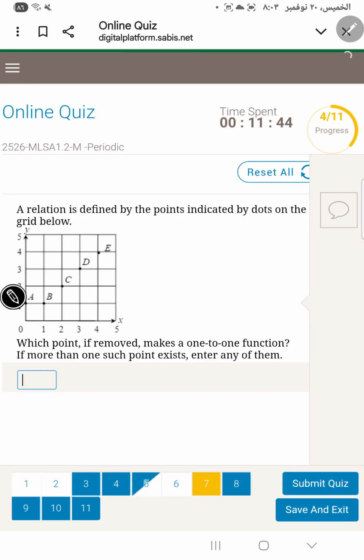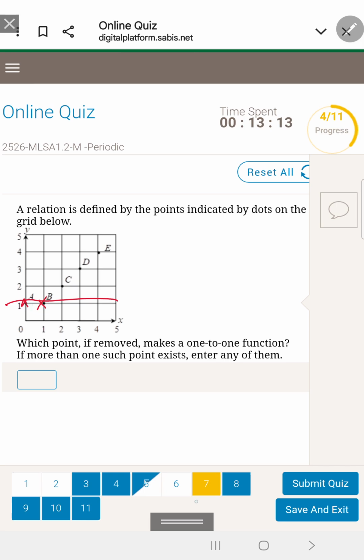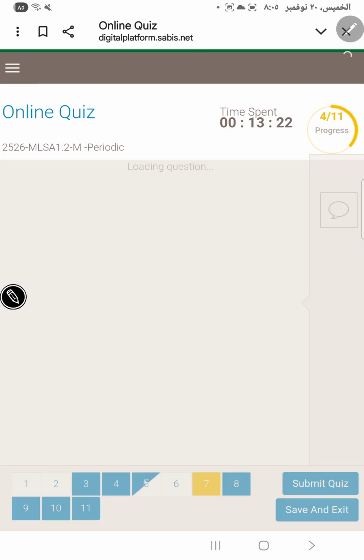Number 7. So here, which point, if removed, makes 1 to 1 function? As we said, horizontal line test, here it cuts it twice, here and here. So in order to make it 1 to 1, we have to remove either A or B. Next question, number 8.